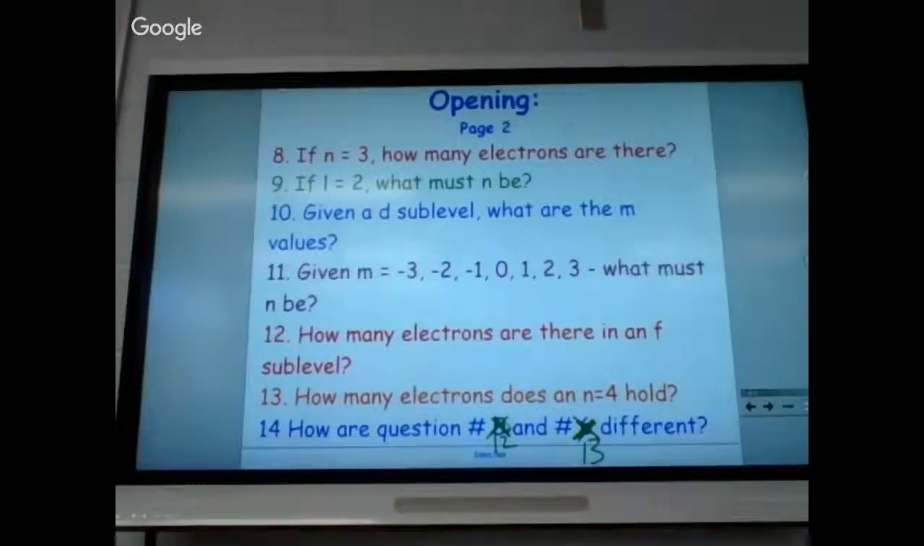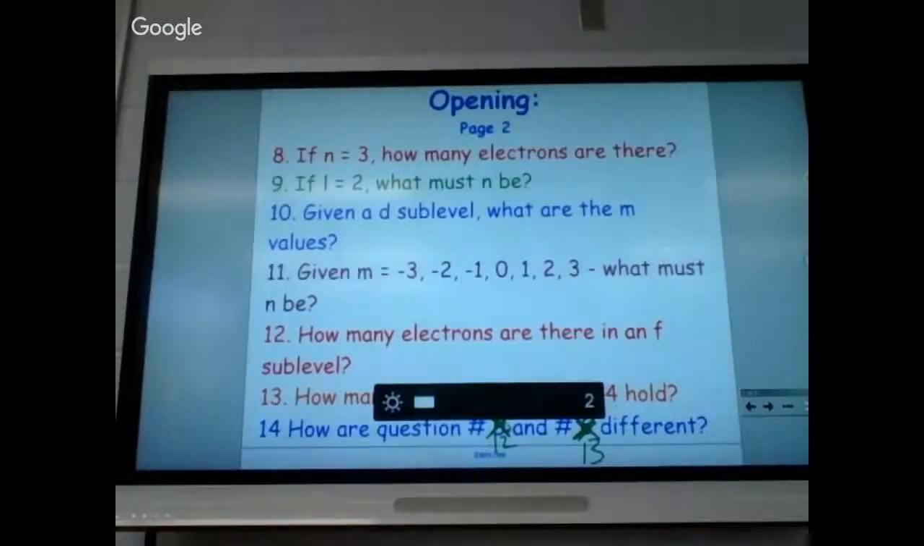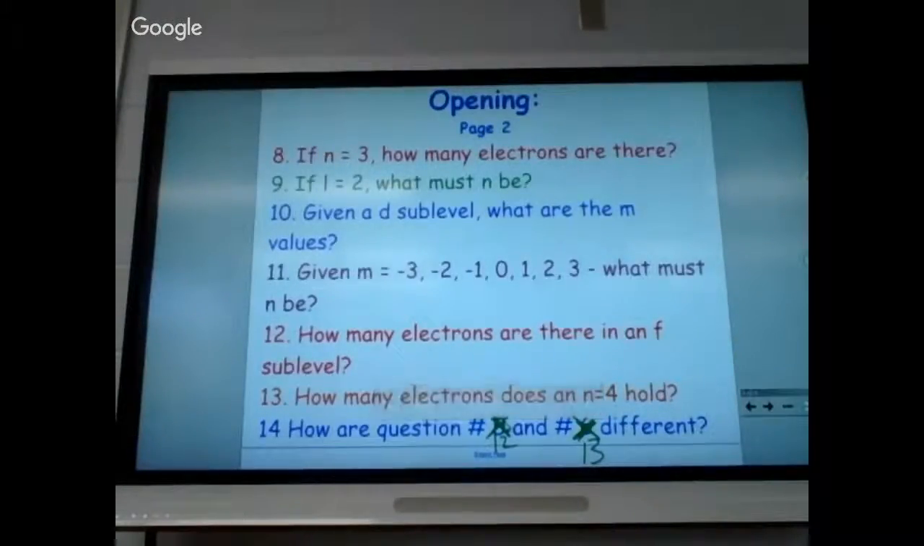Okay, so what does N have to be? It's almost like you're tracing it back. Yes, and it's 4. It's got 4 sub-levels. It's tracing it back. I don't want to know the sub-level, I want to know the energy level. What does N have to be?